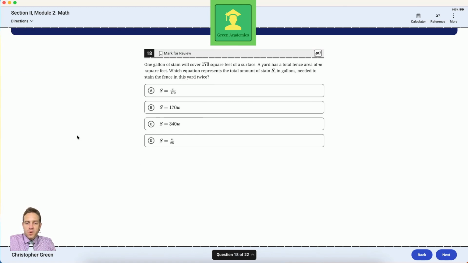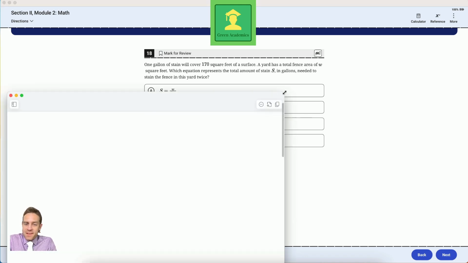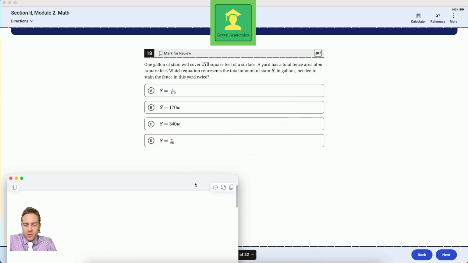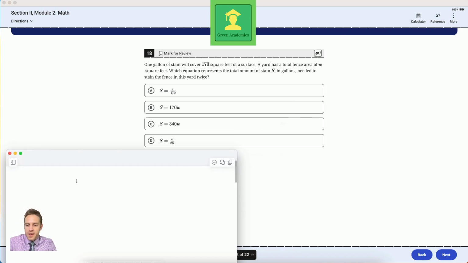1 gallon of stain will cover 170 square feet of a surface. A yard has a total fence area of W square feet. Which equation represents the total amount of stain S in gallons needed to stain the fence in this yard twice? Needed to stain it twice. So this is designed to be deceptive because a lot of people will gloss over the word twice, but that's the critical element here. I'm going to do this by example.